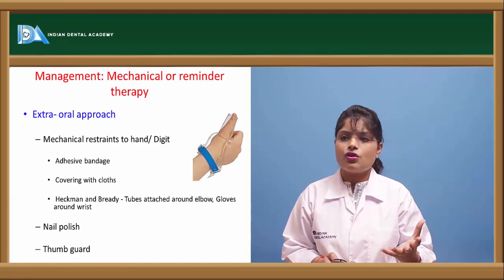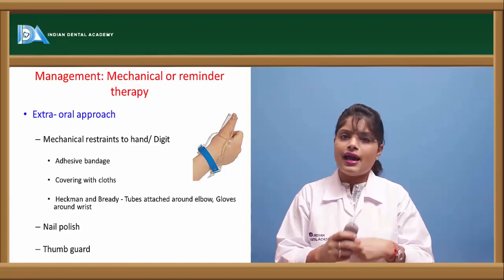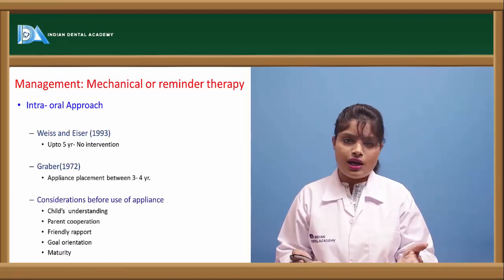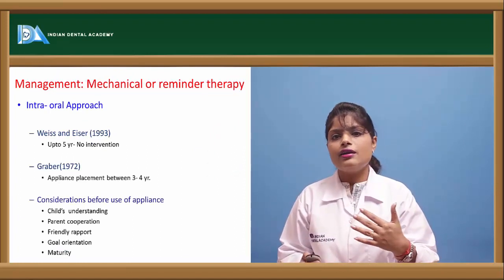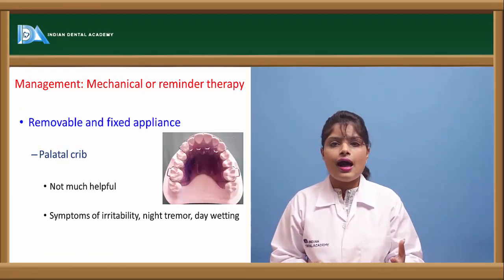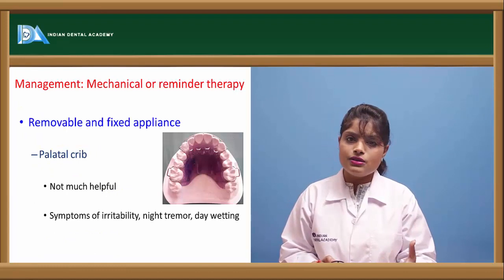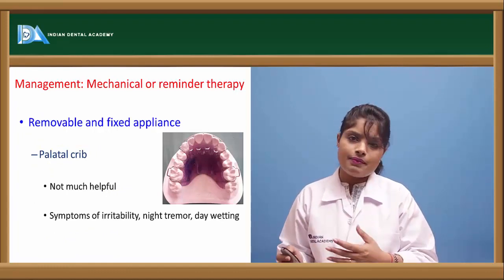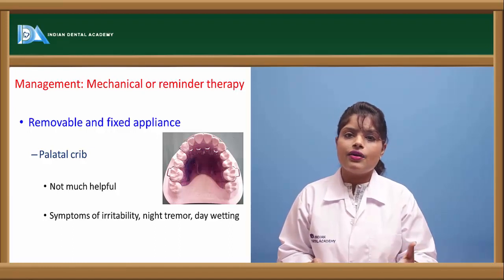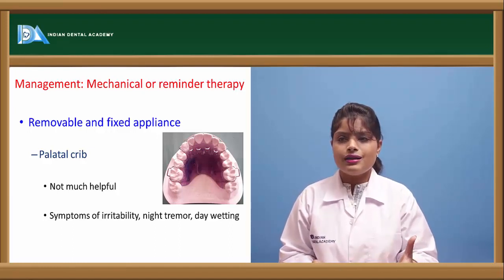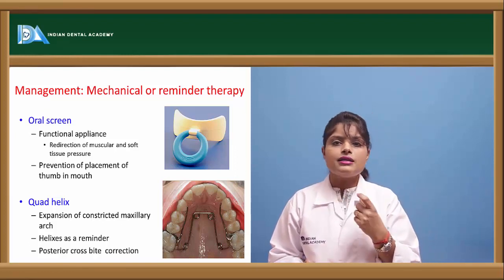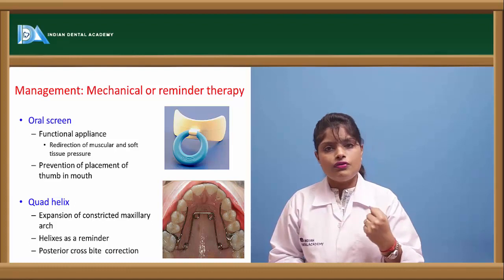There's another extraoral approach like tying, as I have already told, adhesive bandages and cloth around the thumb of the child. There is mechanotherapy for correcting or discontinuation of the habit of thumb sucking by means of removable and fixed appliances. The removable appliances are like hay rakes or oral screen, and the vestibular screen. The quad helix also helps in expansion of the arch.